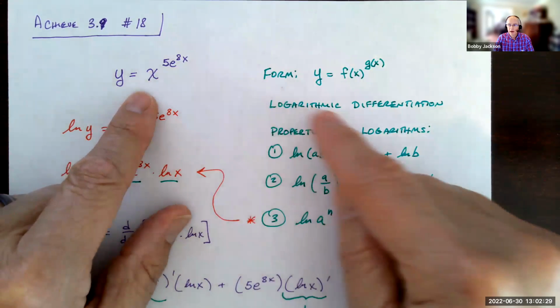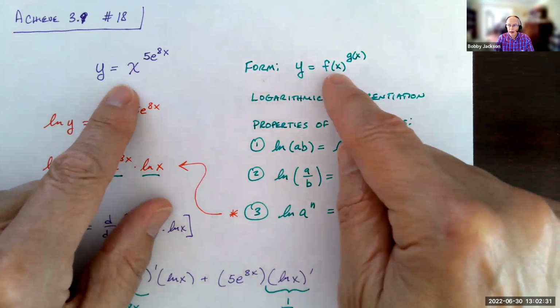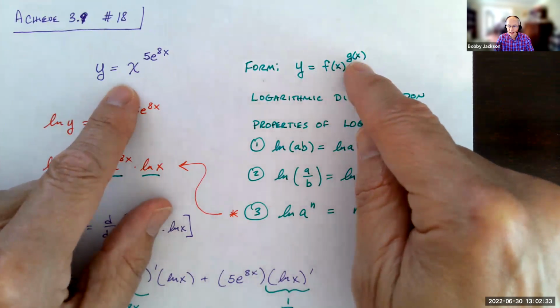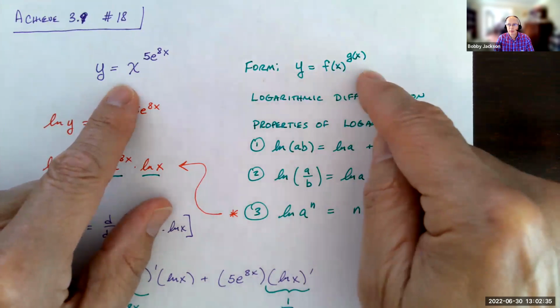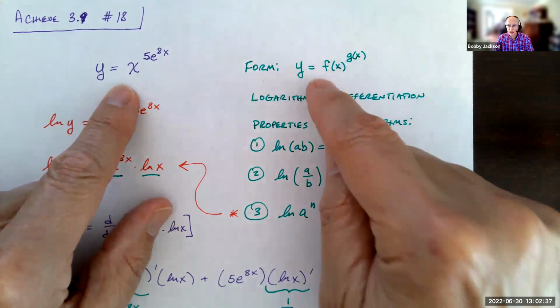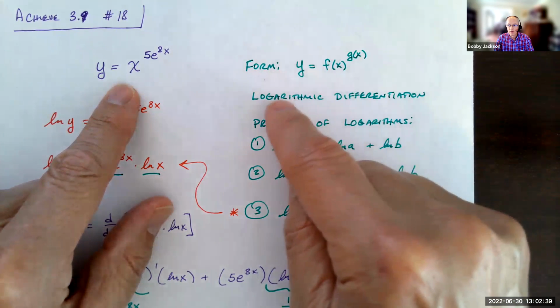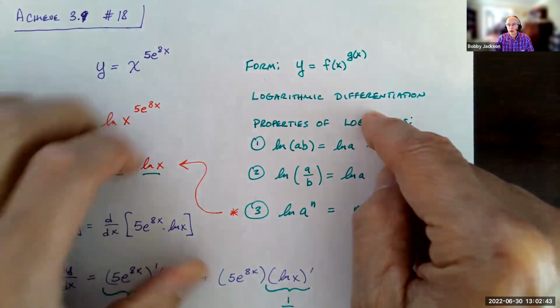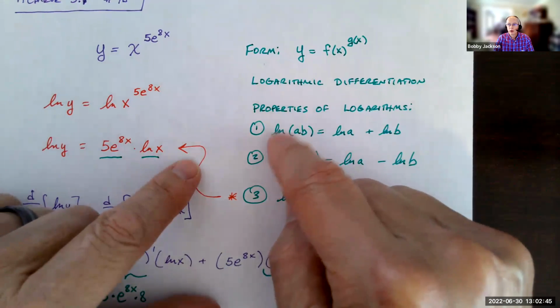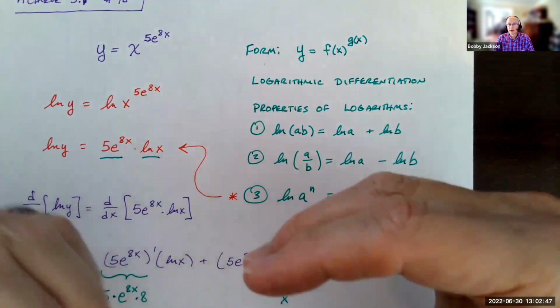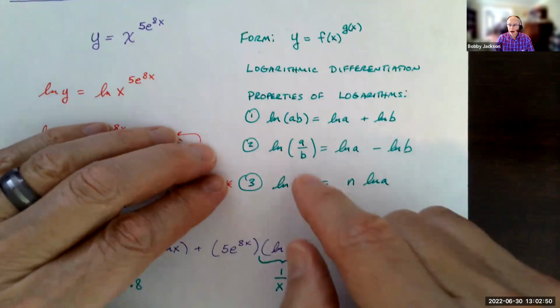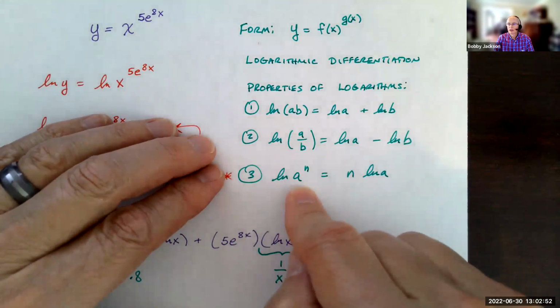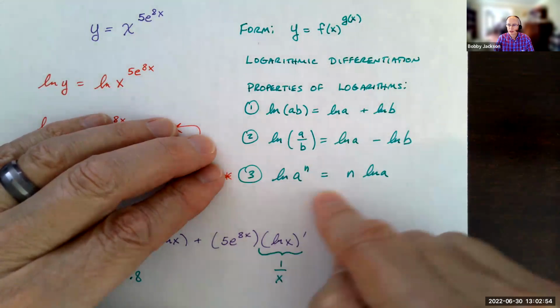Basically, you have a function of this form where the base is a function of x and the exponent is a function of x. These types of functions must involve the use of logarithmic differentiation to find the derivative. Logarithmic differentiation, you basically take the natural log of both sides and then apply these properties of logarithms. I developed these in the lecture video, of course.